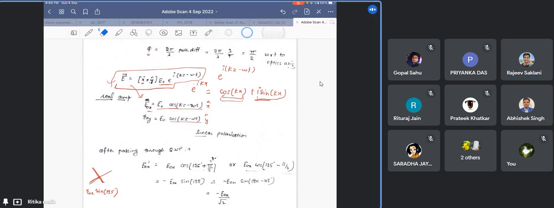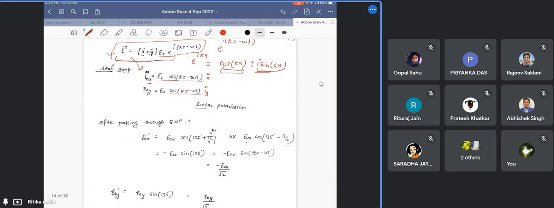Okay. So after passing through the quarter wave plate, my electric field E0x will become E0x cos 135, since the quarter wave plate optic axis makes an angle 135 with the x direction, and therefore the perpendicular makes an angle 45. This is y, this is x. If it makes an angle 135 with x, then it will make an angle 135 plus 90 with y. So my E0x component will become E0x cos 135.